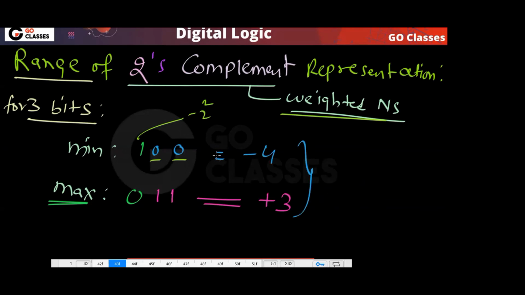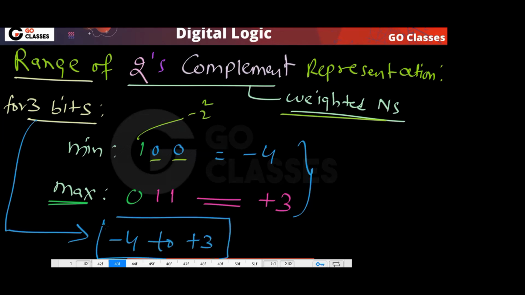So what is the range for 3 bits? The range is minus 4 to plus 3. How many numbers? Total 8 numbers. Nothing is wasted, because for every number you have a unique representation. So finally, I can say that 8 numbers you can represent. Correct? Okay, so very simple.